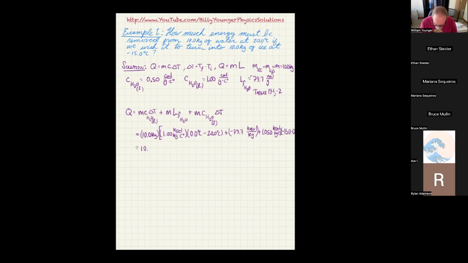So this is going to be 10.0 kilograms, and my dog's going to help me out by just barking at random times, so that should be wonderful.